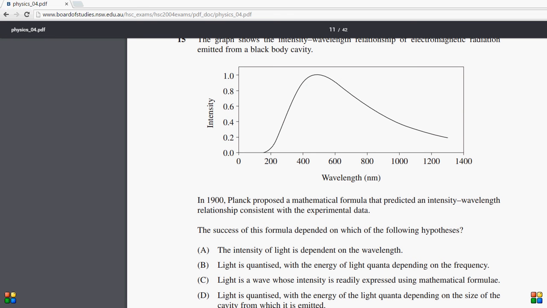Light is quantized with the energy of light quantity depending on the frequency. This is true. Light is a wave whose intensity, not so sure about that. Light is quantized with the energy depending on the size of the cavity. No, I don't think that's true. So I think B is right.